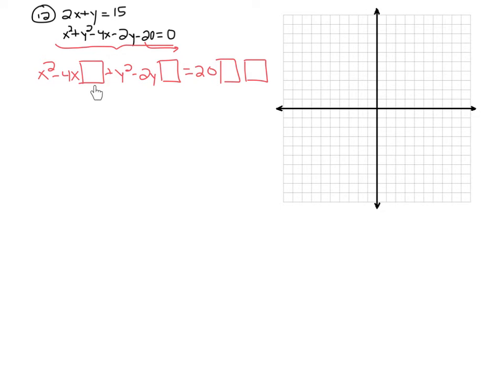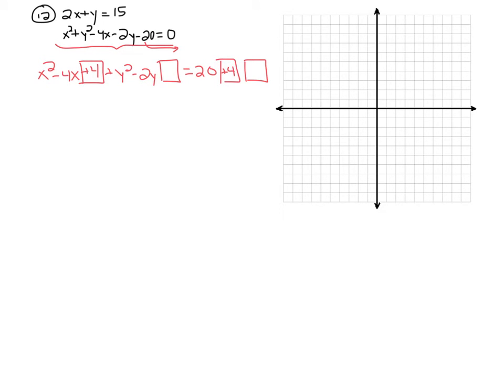Okay, so now to find the number that goes in this first box, you look at the term right before it. We have a negative 4x. What you're going to do is take half of the negative 4 and then square it. So half of negative 4 would be negative 2, and negative 2 squared is positive 4. So I'm going to add 4 right here. And whatever I do to the left, I have to do to the right-hand side of the equation also.